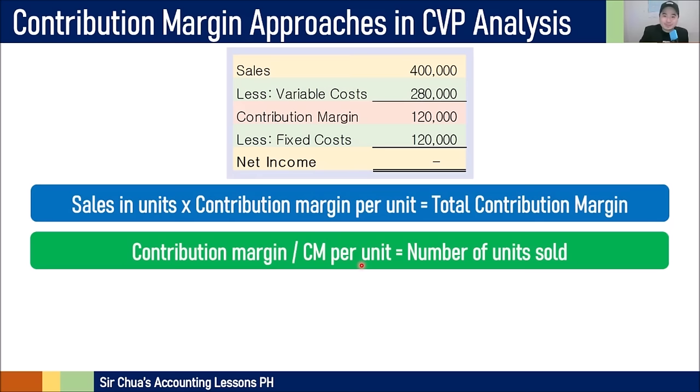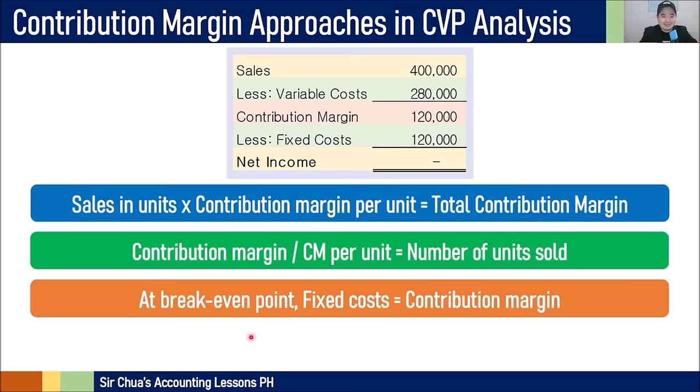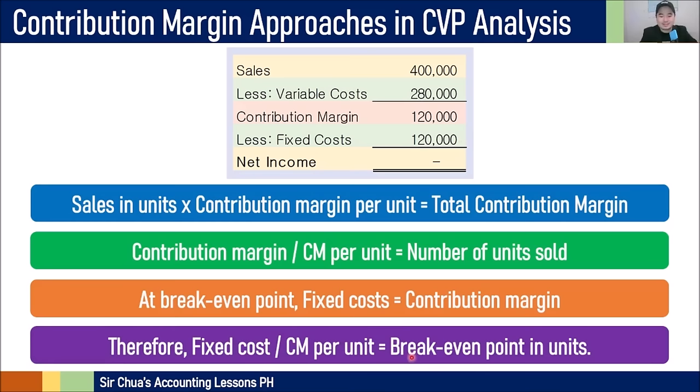Hindi ba? Kaso, ang sabi po natin, at break-even point, your fixed cost is equals to your contribution margin. Totoo naman po, your contribution margin is able to cover your fixed cost at break-even point. Kaya po, ang formula natin in getting your break-even point in units is yung fixed cost mo, pag dinivide mo sa CM per unit, yun na po yung break-even point mo in units. Ibig sabihin po, yan po yung number of units that the entity needs to sell in order for them to break even.